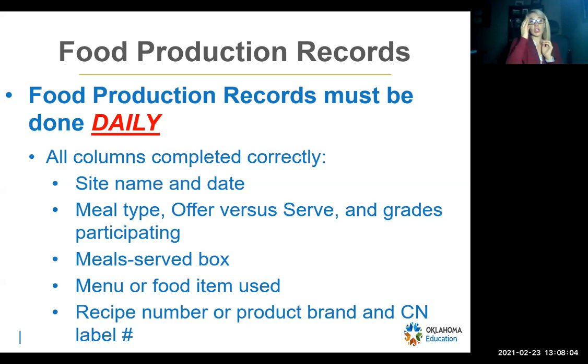Okay, so with the production records, it's per meal type. You do have to let us know if you're doing offer versus serve and what grades are participating in that production record. So a lot of times you're going to do them per cafeteria, or everybody who's eating at that site. There's a meals served box, your menu or your food item used, and any recipe number, product brand, and any CN number. So again, it is required that the whole document be filled out.